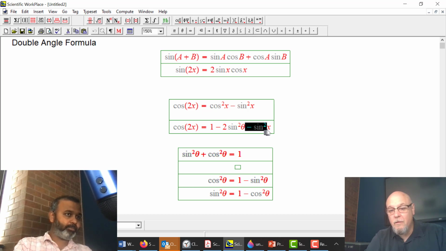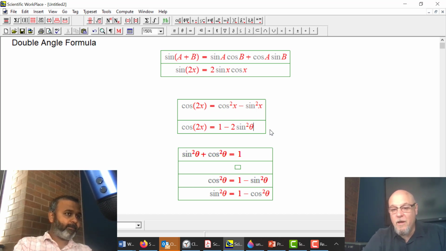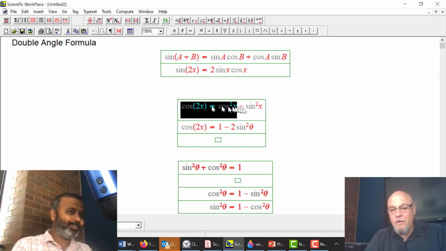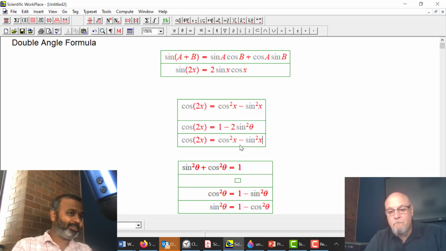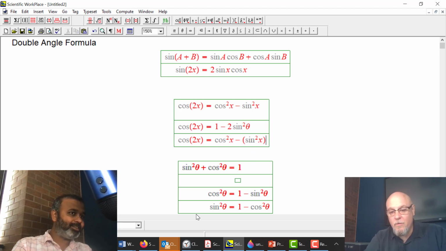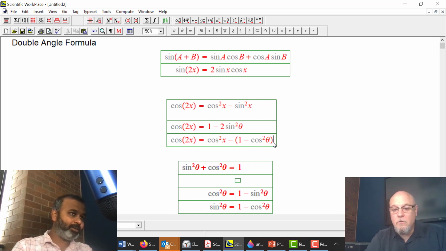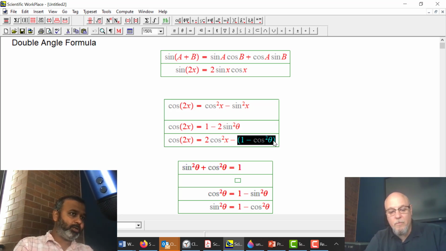Exactly. This next one, though, I think I have to be careful about. I'm going to take this same formula, and because of that minus sign, I'm going to throw brackets around. And in for sine squared, I'm going to write 1 minus cos squared. And now cos squared minus, a minus and a minus, that becomes a plus. So that becomes 2 cos squared, and that's a minus 1.